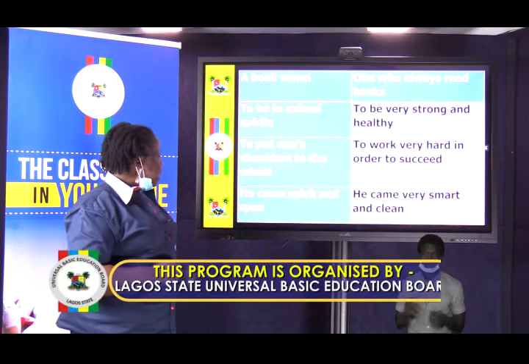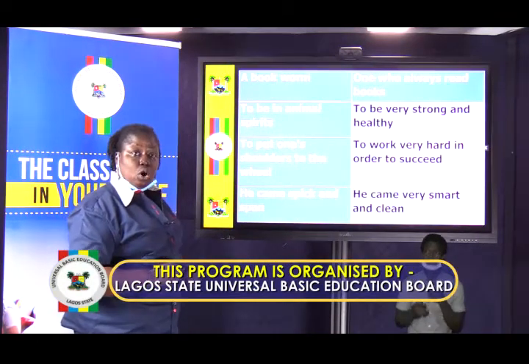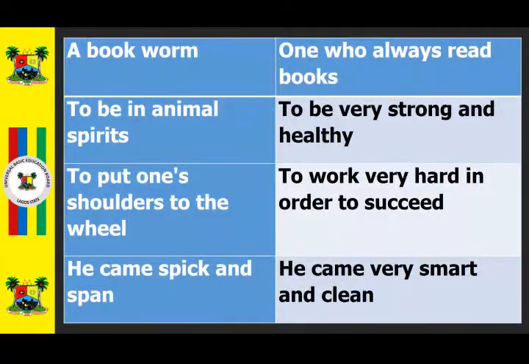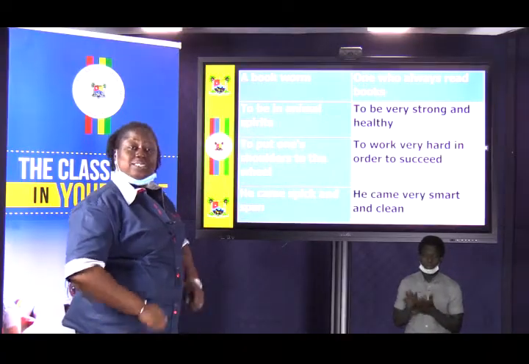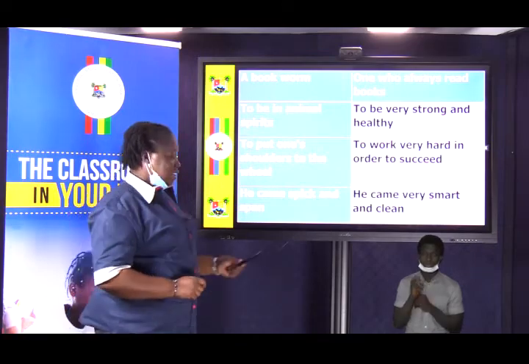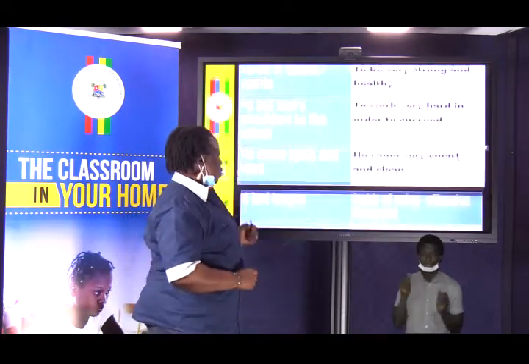To come spick and span. What does it mean? That means to be very smart and clean. If they say he came spick and span, it means he came very smart and clean. As in spick and span. It's very smart, very clean. Are you with me? Well done.